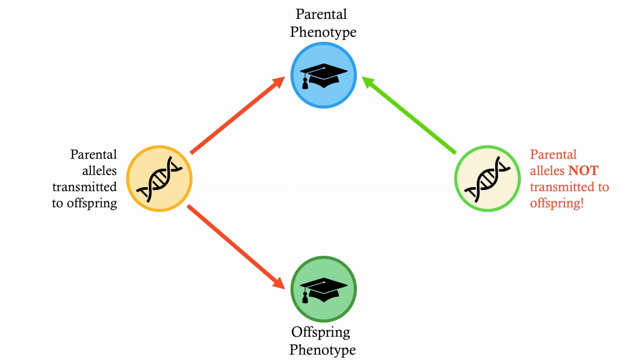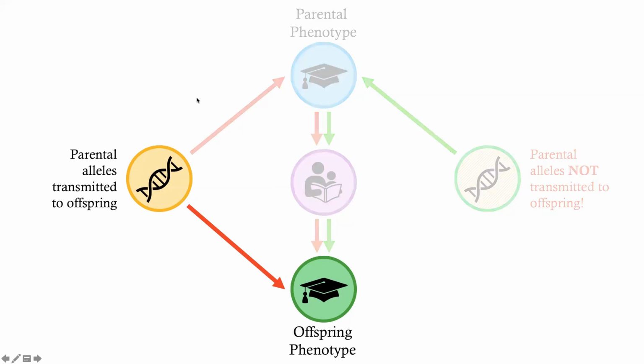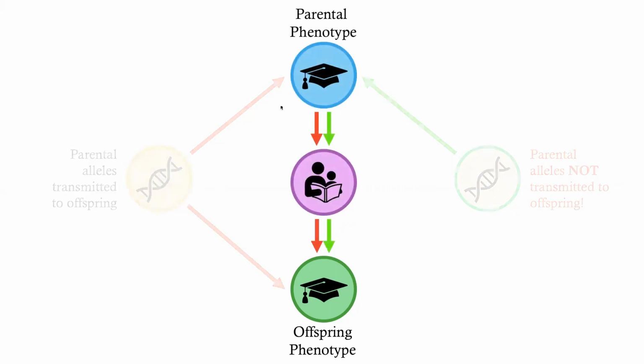So this means that by essentially subtracting these paths in green from these paths in red, we can get an estimate of this direct genetic effect here that is unconfounded by genetic nurture and vertical transmission. And we can use that direct genetic effect estimate to in turn obtain an unbiased estimate of vertical transmission and genetic nurture.